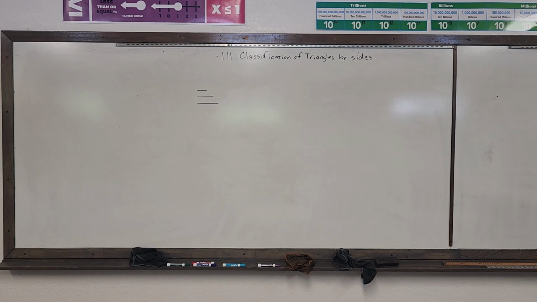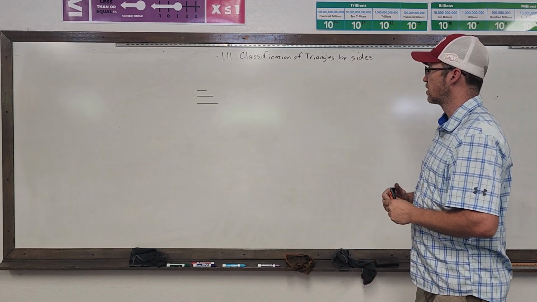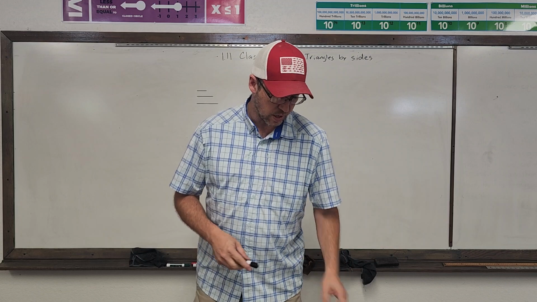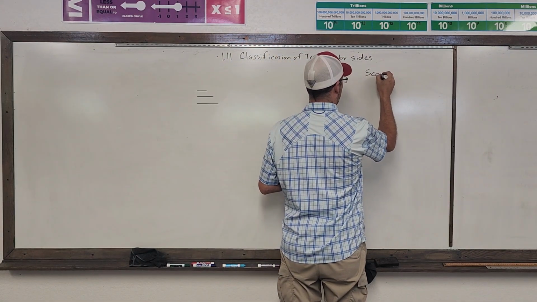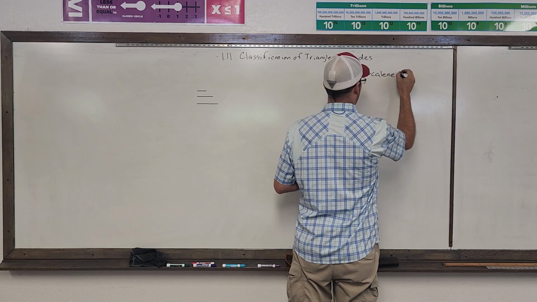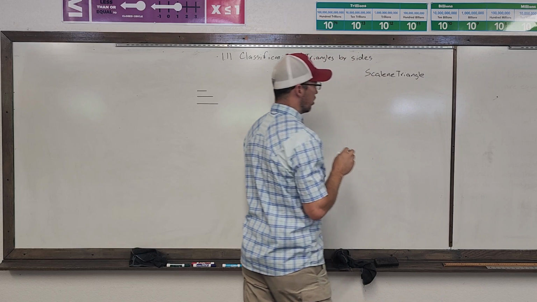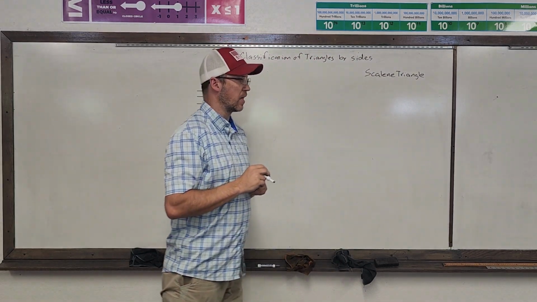Okay, with 1.11 on plane geometry, classification of triangles by size. We have three main types of triangles. You have your scalene triangle, which no sides are the same length, so it's just a random triangle with no equal side lengths.